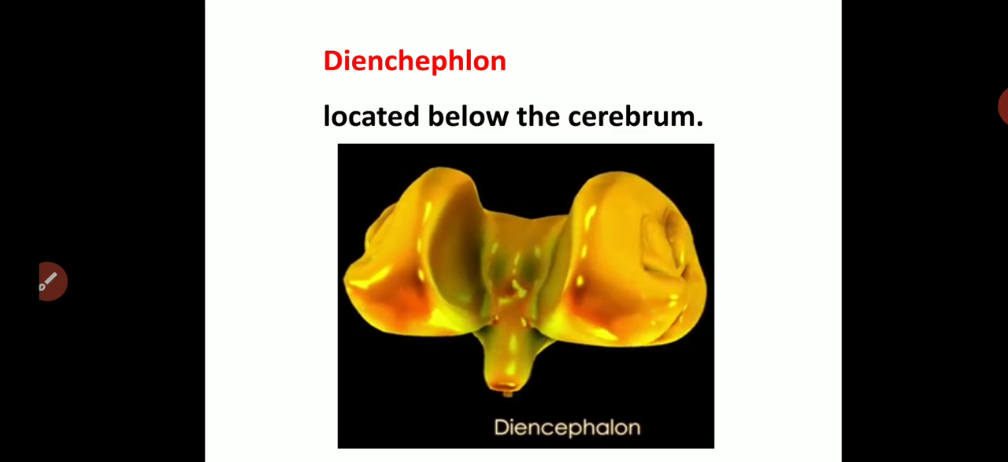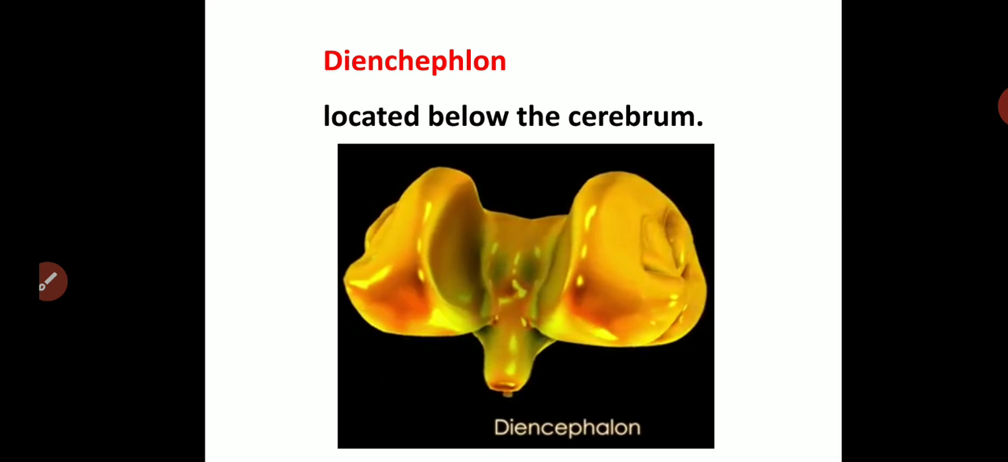The second part of the forebrain is the diencephalon. As you can see in the diagram, the part shown is the diencephalon. It is located just below the cerebrum. It is a small rhomboidal lobe. It is completely covered superiorly by the cerebrum, but it is visible from the inferior surface as a small area. It lies between the cerebrum and the midbrain.